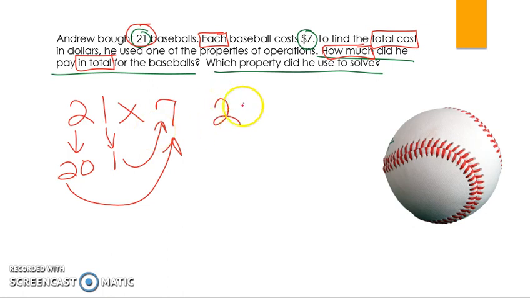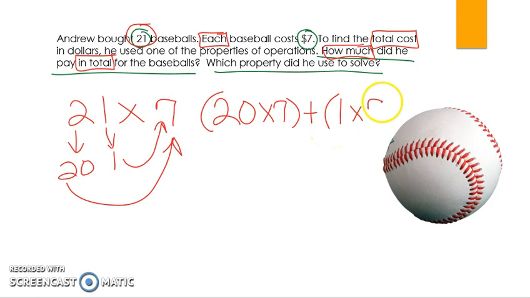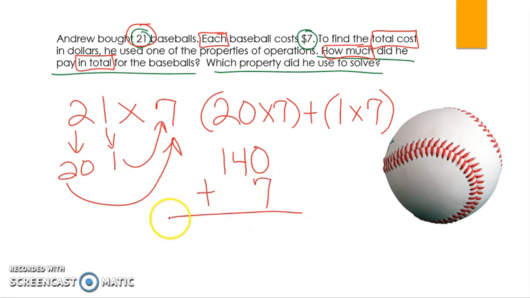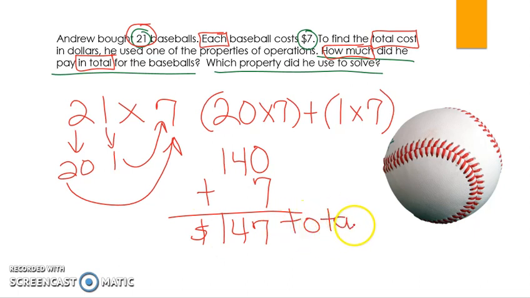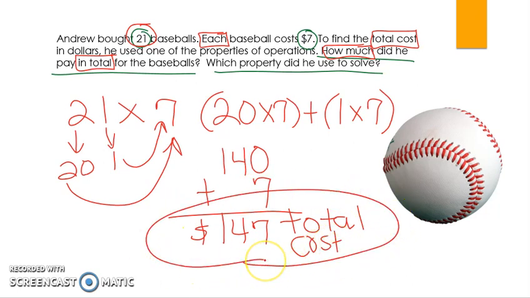So we will have 20 times 7 plus 1 times 7. So then we will come over here and do 2 times 7, which is 14, and add our 0. Plus, we will have 1 times 7, which is 7. Add them together, and we have a total of $147 is the total cost of the baseballs. And remember, you want to explain total cost since it's a word problem. We always want to make sure that we know what we're talking about.